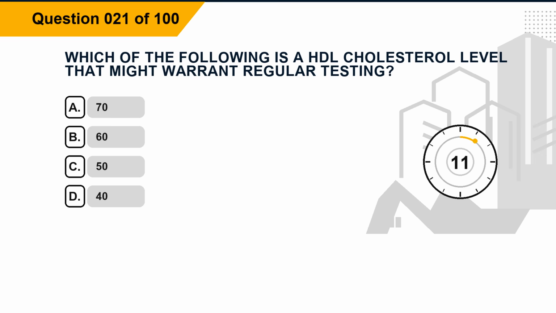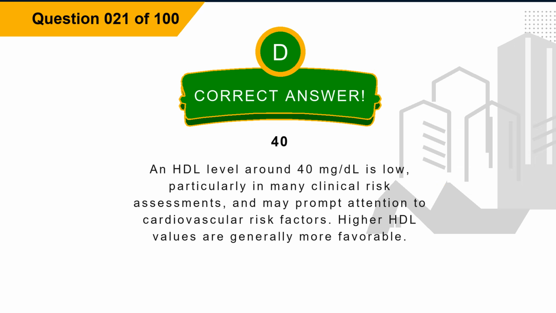Question 21. Which of the following is a HDL cholesterol level that might warrant regular testing? Option A, 70. Option B, 60. Option C, 50. Option D, 40. The correct answer is option D, 40.